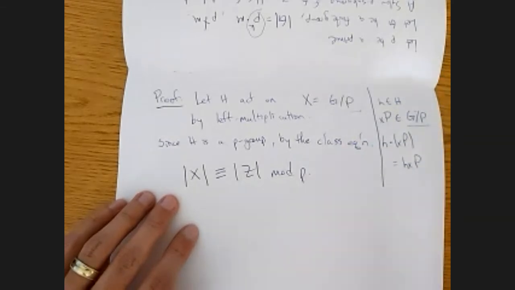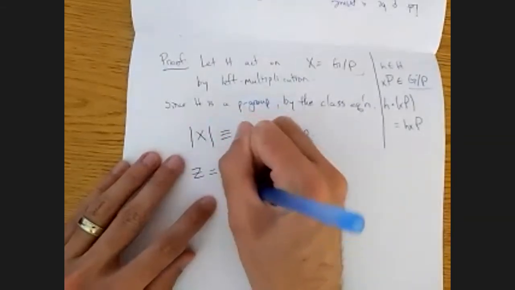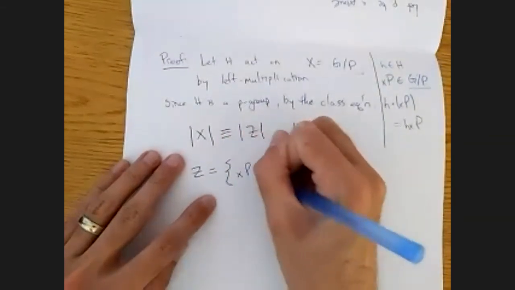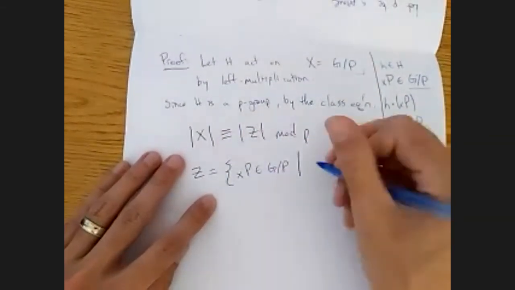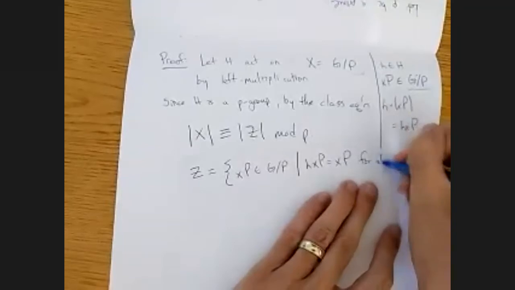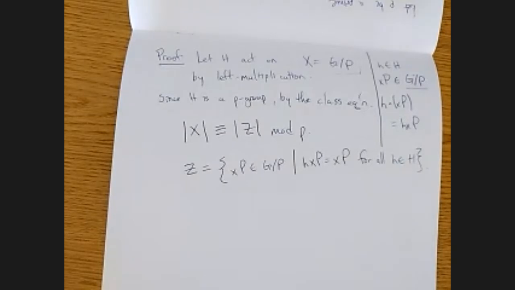First of all, what is Z? These are just the elements of X fixed by every element of the group. So these are the xPs satisfying hxP equals xP for all h. That's what Z is. Okay. What does that mean?